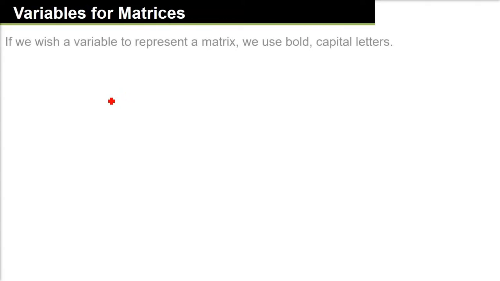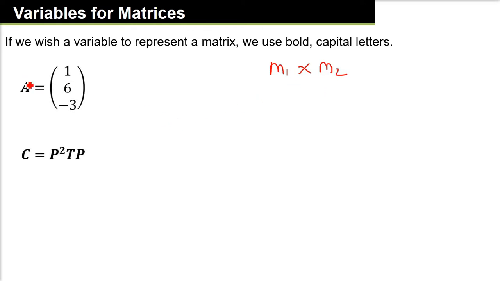So what variables do we use for matrices? Because matrices can be n by n, there can be a matrix m1, a matrix m2, multiple matrices. So we have to use a variable to represent a whole matrix. You cannot write the matrix again and again. For that, we use a capital bold letter. That is, this capital A is representing 1, 6, negative 3.